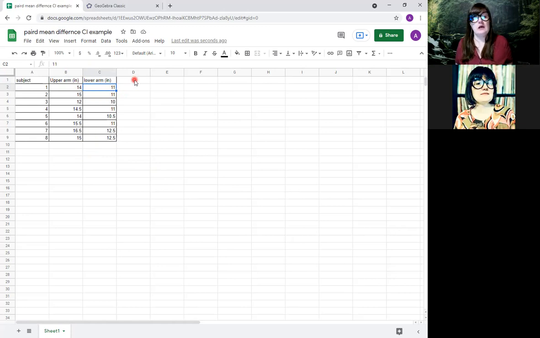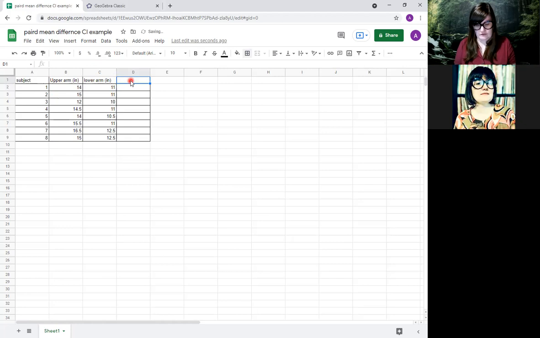But what we're doing is we're looking at differences. So it doesn't matter which way I subtract. I could choose to subtract the lower arm from the upper arm measurement or the upper arm measurement from the lower arm measurement. But in either case, I want to put the difference. And so what I'm going to do is, because I can see that my upper arm in each case is the longer measurement, I'm going to go ahead and subtract the lower arm from the upper arm.